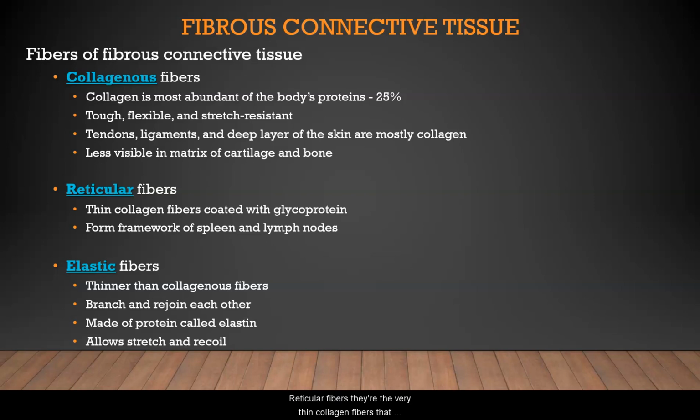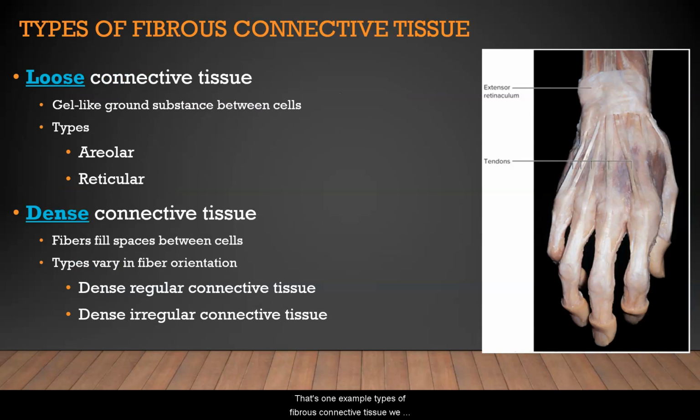Reticular fibers. They're the very thin collagen fibers that are coated with glycoprotein. Remember, glycoproteins are just proteins that have sugars on their surfaces. They form the framework of the spleen and the lymph nodes. And the last one are the elastic fibers. They're very thin, thinner than collagenous fibers. And they branch and rejoin each other. And they're made of a protein called elastin. Surprisingly or not surprisingly, they allow for stretch and recoil. So things that are elastic, like your ears, are pretty elastic, right? That's one example.